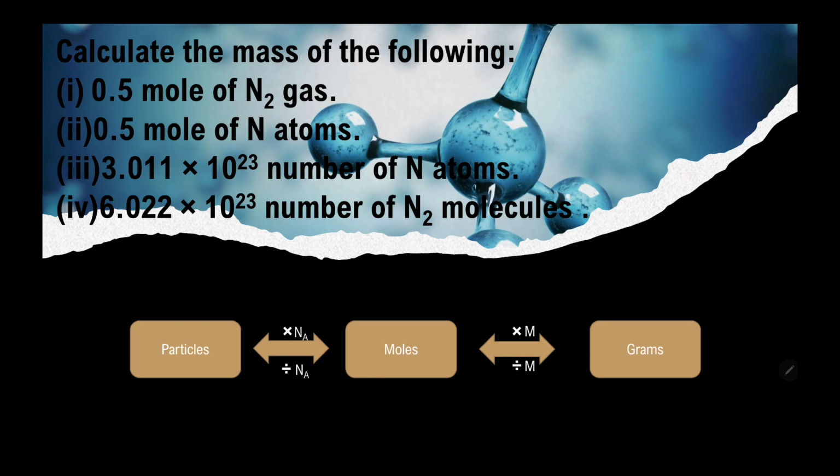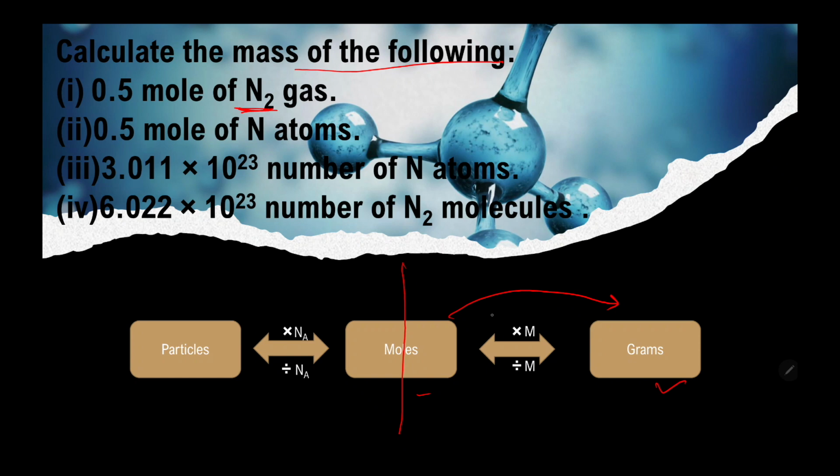So in the first, they want us to calculate the mass of the following. The first is the mass of 0.5 mole of N2 gas, and you have to calculate the mass. So let's see, which side of the bridge are we on? We have to calculate the weight in grams from what? From moles. That means we have to move from here to here.